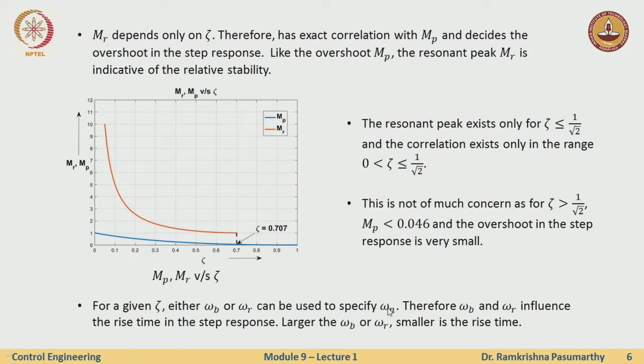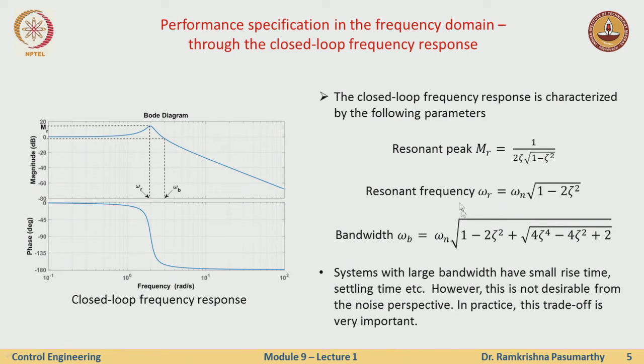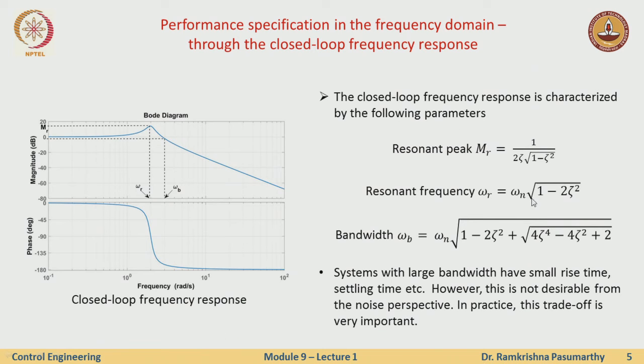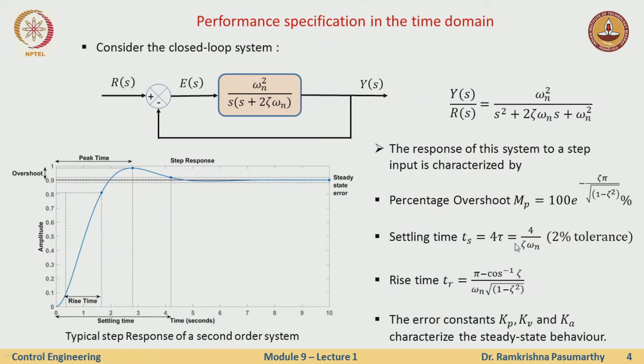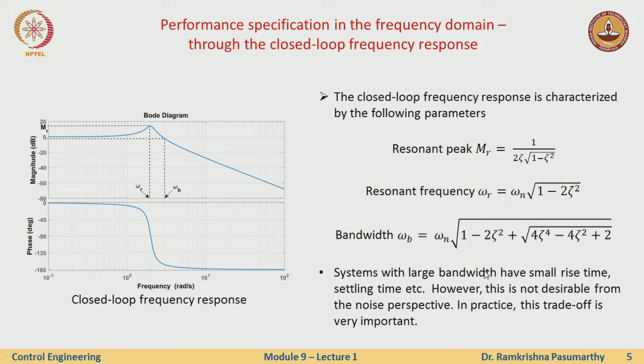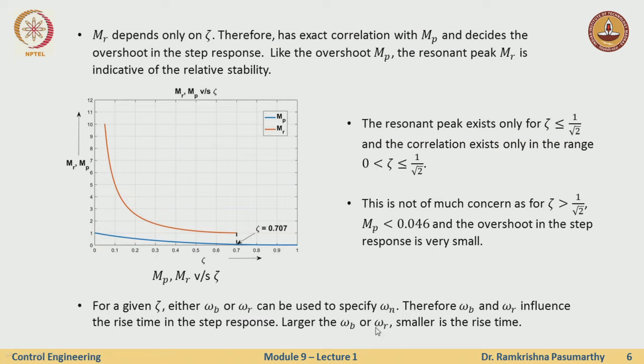Now, for a given zeta, either omega n, the bandwidth, or the resonant frequency can be used to specify omega n, which is apparent from these three formulas. Therefore, the bandwidth and the resonant frequency influence the rise time in the step response, again by relating these formulas to the formulas in the time domain, where you write the rise time in terms of zeta and omega n. We can conclude that the larger the bandwidth or resonant frequency, the smaller the rise time.